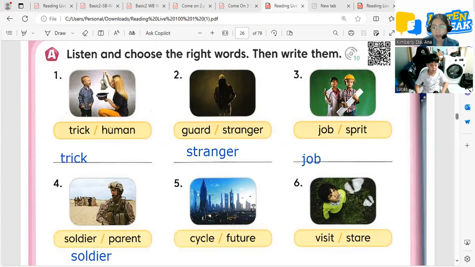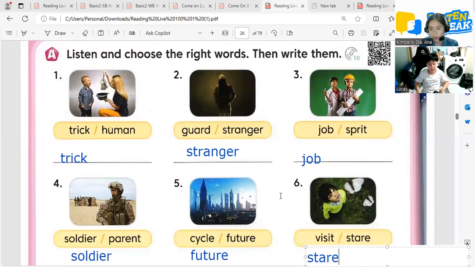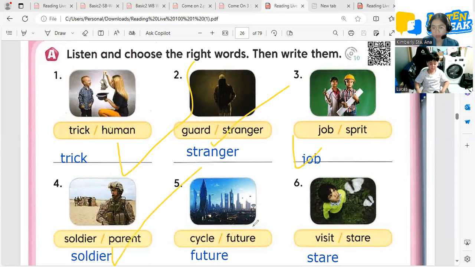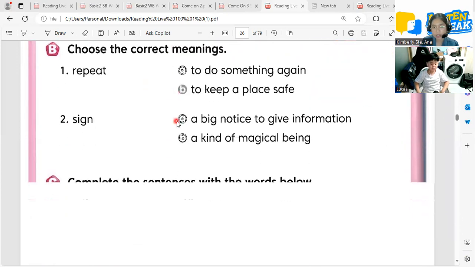How about number five? Future. F U T U R E. And number six? Number six, S T A L E. Okay, that's amazing. Thank you, Lucas. One, two, three, four, and five. That's nice. You did great.